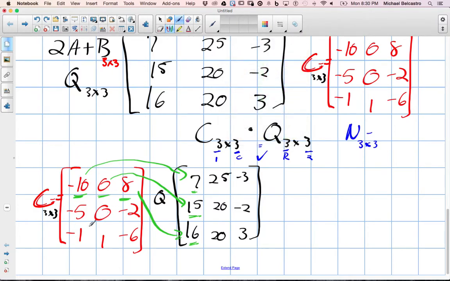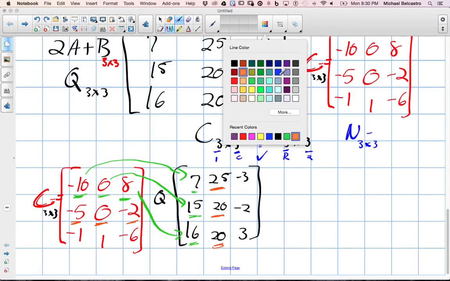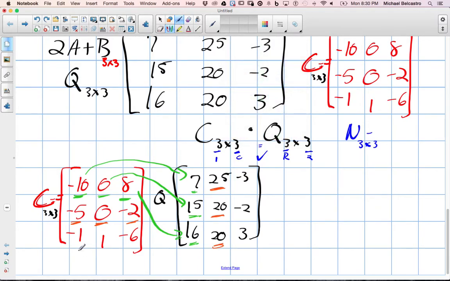I'll change the color again. Orange might show up nice. First number in the row by the first number in the column. Second number in the row, second number in the column. Third in the row, third in the column. And then finally, let's go purple here. First one, first, second, second, third, third. So that's where it becomes tricky with multiplying the two matrices.